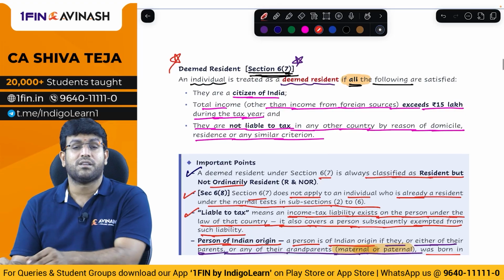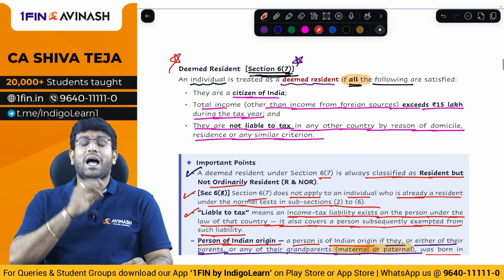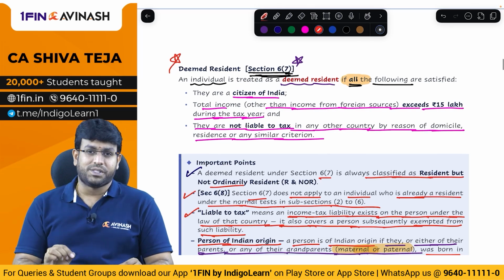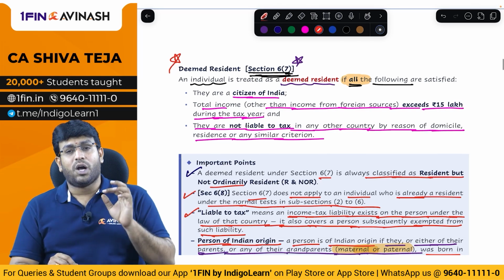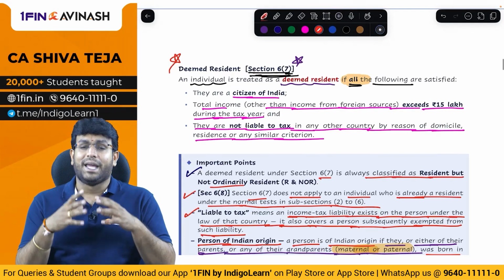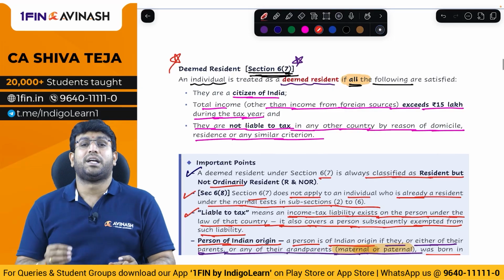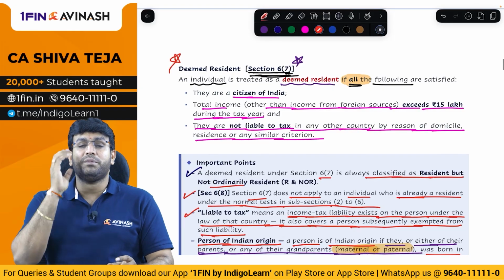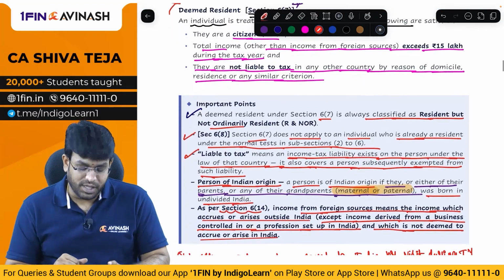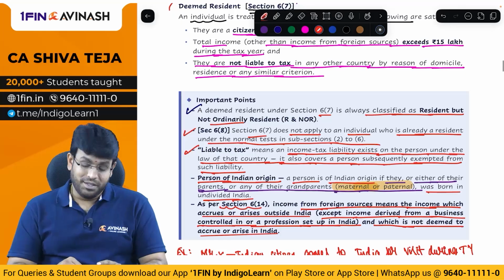And what are those conditions? Number 1, he must be an Indian citizen. Number 2, his total income other than income from foreign sources is more than 15 lakh rupees. And the last condition, he is not liable to pay tax in any other country by reason of domicile, residence or any other similar criteria. If all these conditions are satisfied, he will be regarded as a deemed resident. Important concept, guys. Deemed resident concept is dealt by which section? Section 6.7. Clear, everybody? Very good.